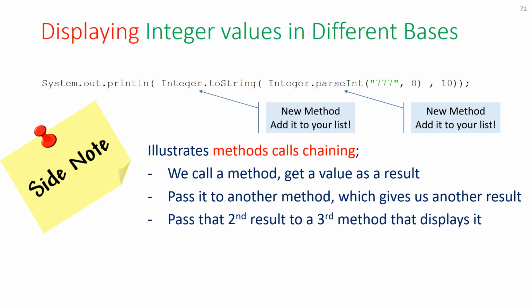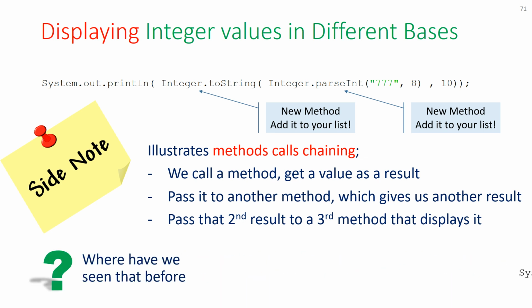Then when I have the value, what do I do with this value? I put it with 10 and I send it to string. What do I do with the result? I send it to println. And it's just a slightly more complicated version of that.